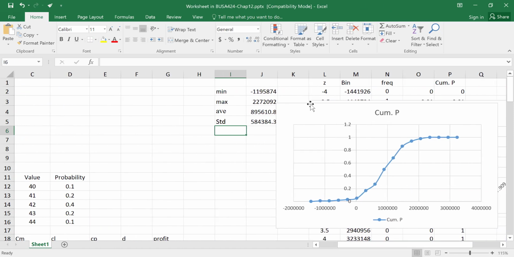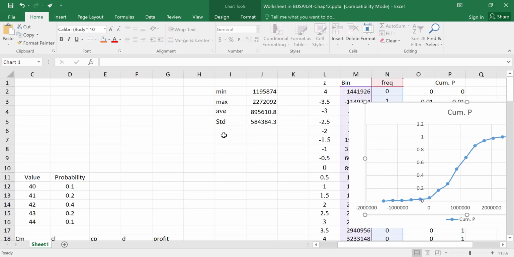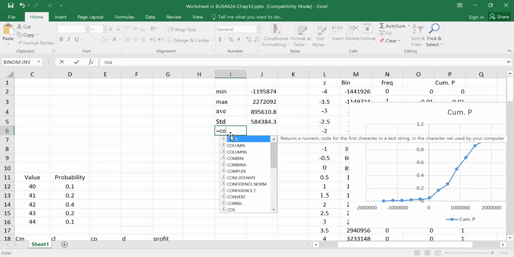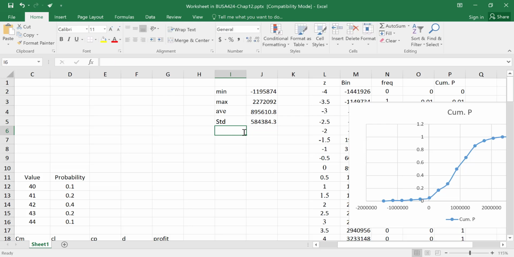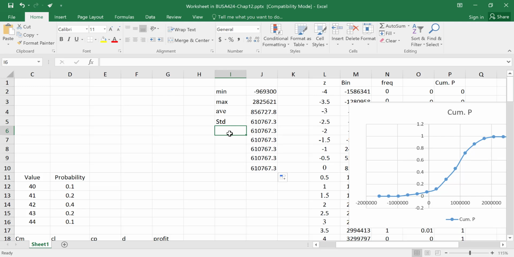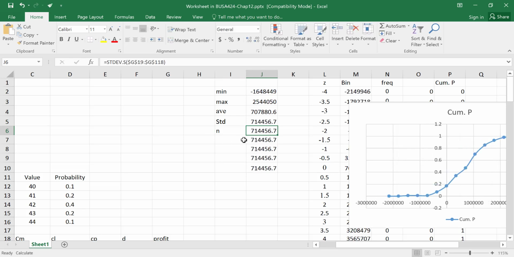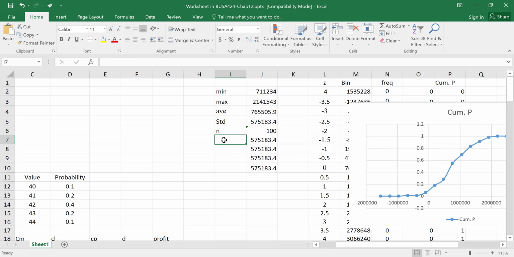Now another descriptive value that we can have is the count. So we already know, basically we did 100 repetitions, so count or n is the number of repetitions that we can use. So this is count. Then sometimes we need to know the probability that the profit is negative.